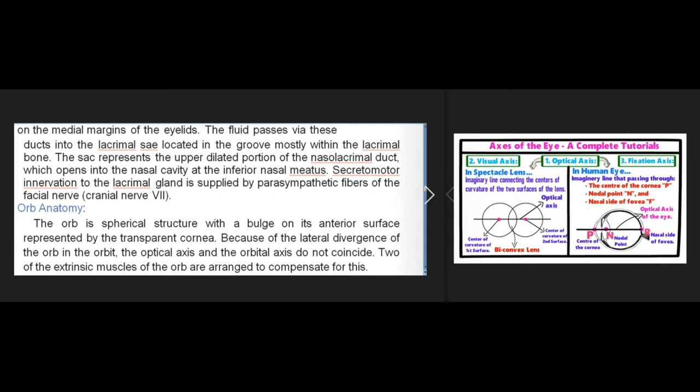Orb anatomy. The orb is a spherical structure with a bulge on its anterior surface represented by the transparent cornea.